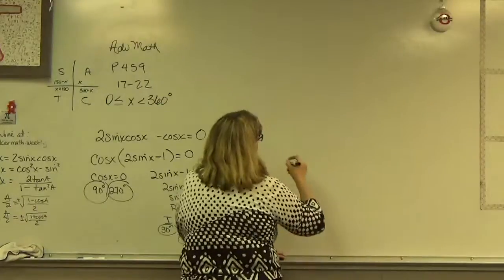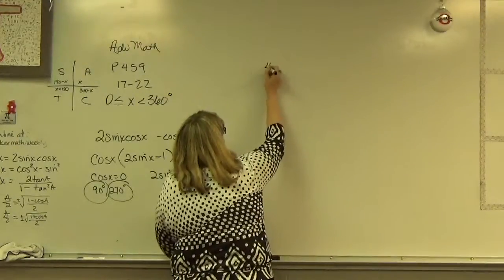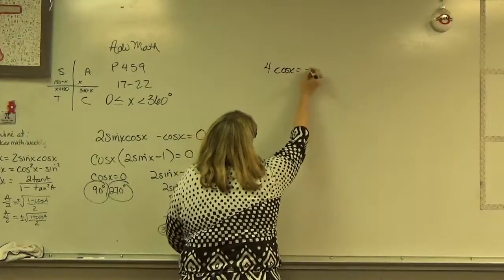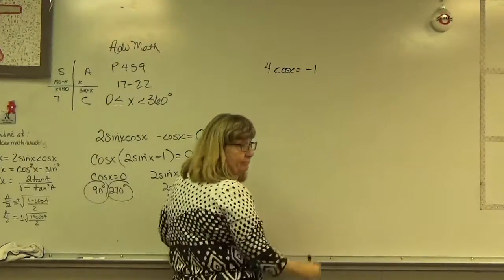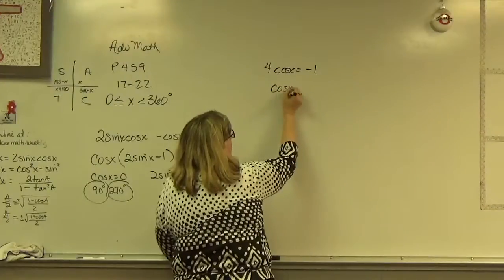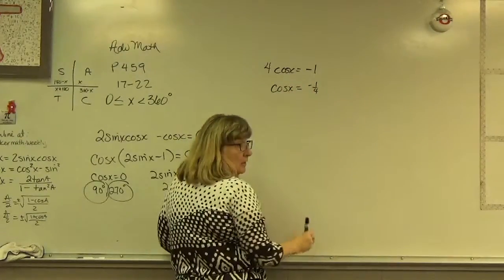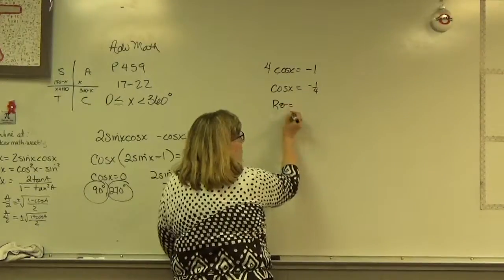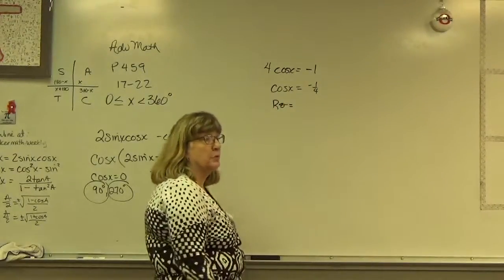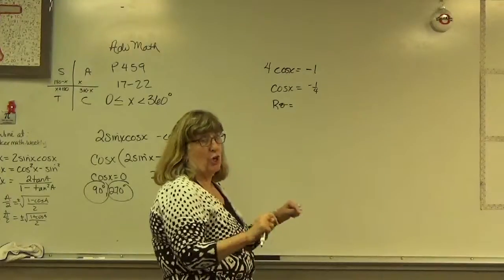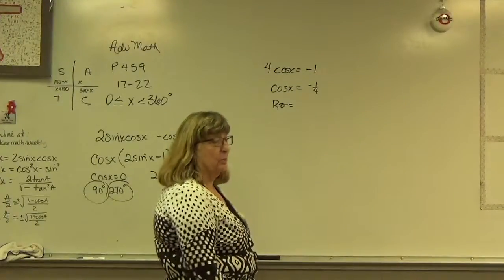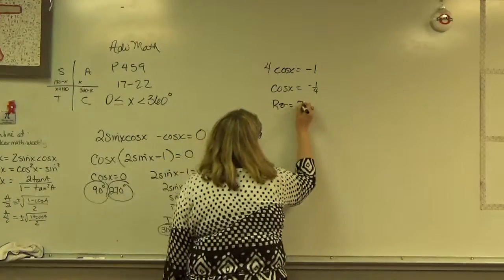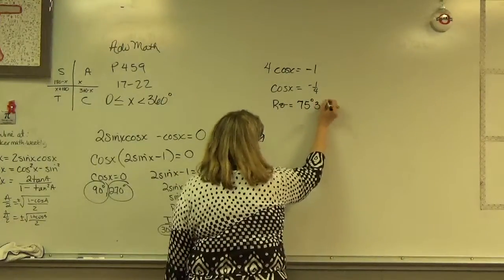You might not need to write this one down, but it's just a basic one. Let's say I have 4 cosine of x equals negative 1. So this is simple, solve, negative 1/4, right? Only thing I need you guys to do is to find the reference angle. Remember, you never put the negative in the calculator, you just put the 1/4 in. The negative is your job. You're supposed to place it in the appropriate quadrants. 75 degrees and 31. Does everybody get 75, 31?